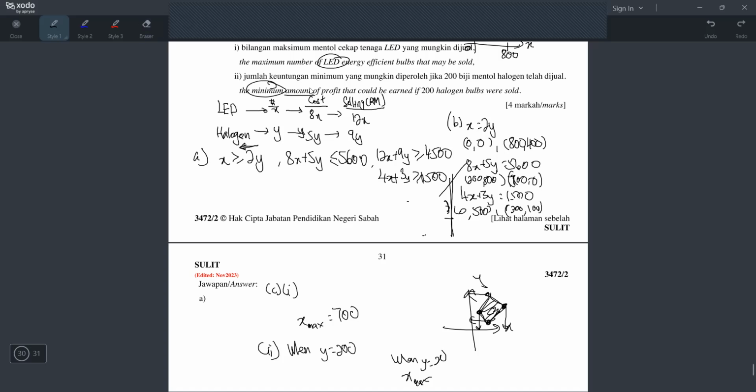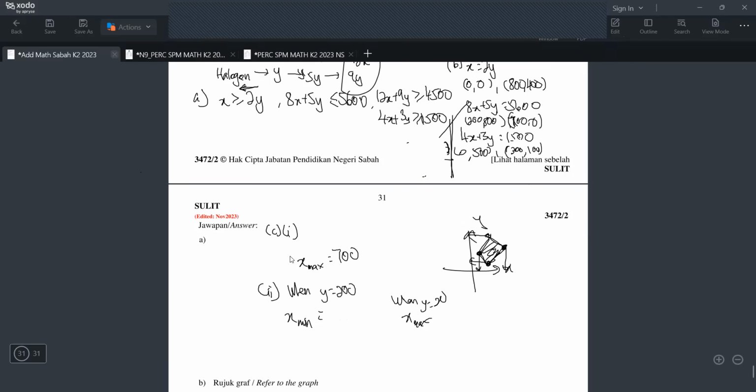Minimum amount of profit. Okay, they never say minimum amount of LED bulb. But guess what? If you want to find minimum amount of profit, you will use this formula: 12x plus 9y. But you need the x and y. You already know the y is 200. You need the x, and the x has to be minimum, right? Because the keyword here already mentioned. So how to find x minimum?